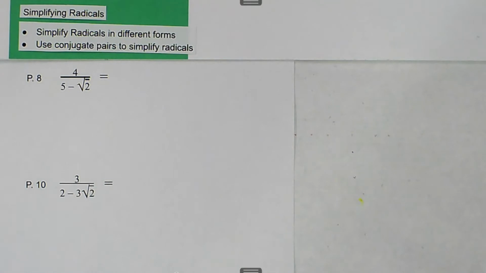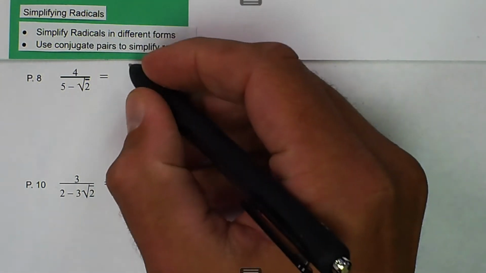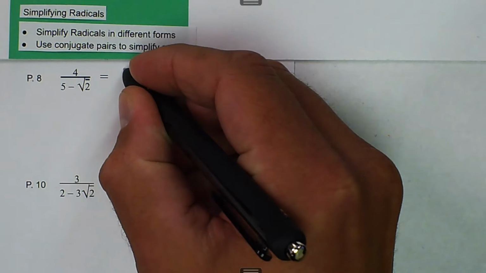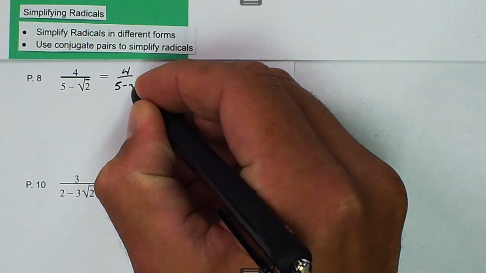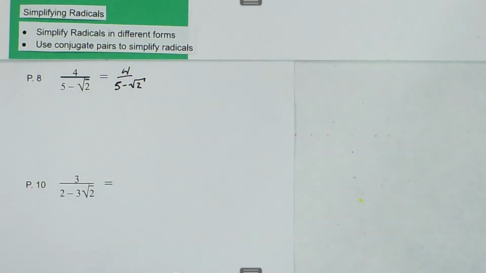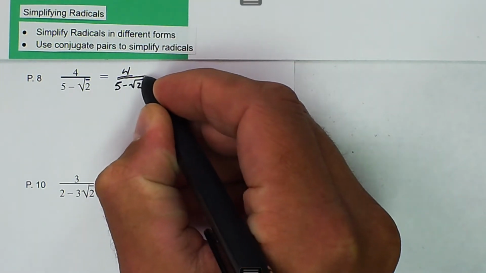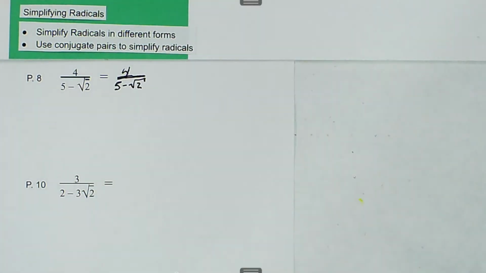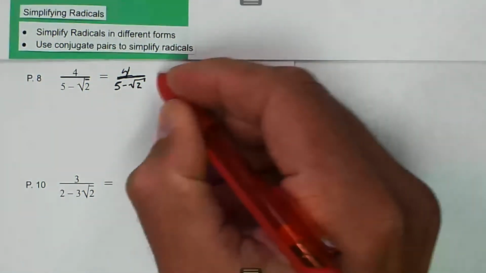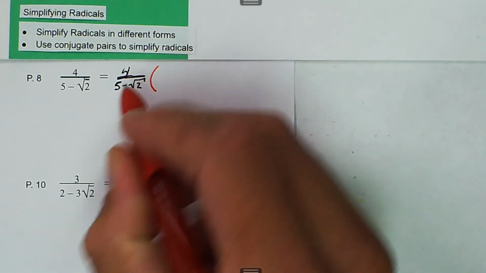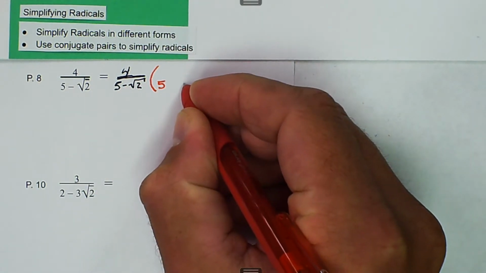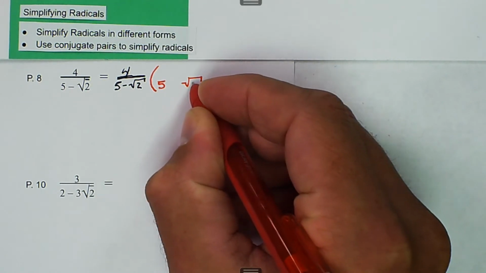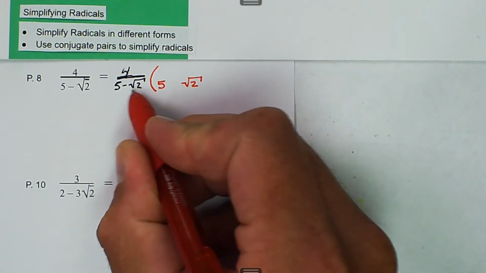So what I'm going to do is write down the original expression, which is 4 divided by 5 minus the square root of 2. And now I'm going to multiply the denominator by the conjugate pair. So the conjugate pair means keep the terms the same on the outside and change the sign.